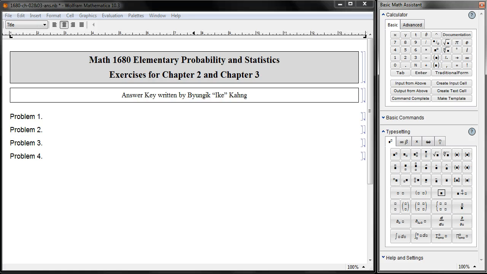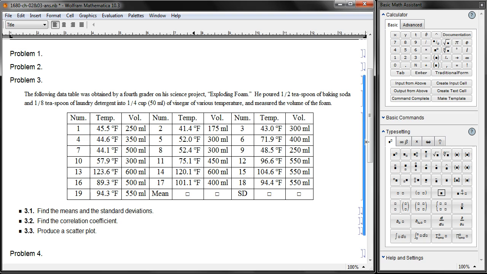Now let us discuss the exercise set for Chapter 3, bivariate data. In this notebook, Problem 1 and Problem 2 are about Chapter 2. Now let's begin the Chapter 3 exercises, and here we go.